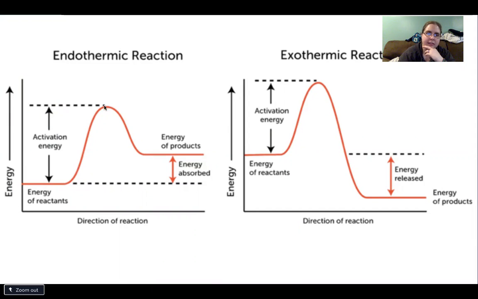A lot goes in. Notice how this side is longer than this one. So more energy goes in, not as much is given out. So more energy goes in than was released. Exothermic is the opposite. Not much goes in, but a lot comes out. So more energy is released than was required.